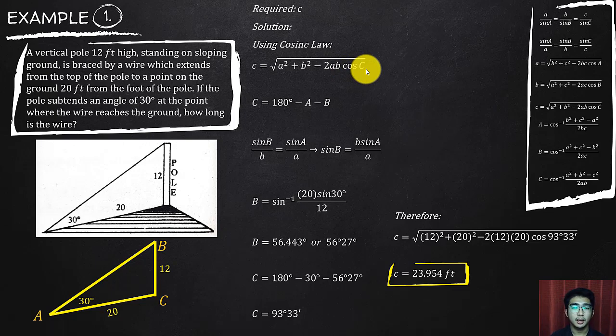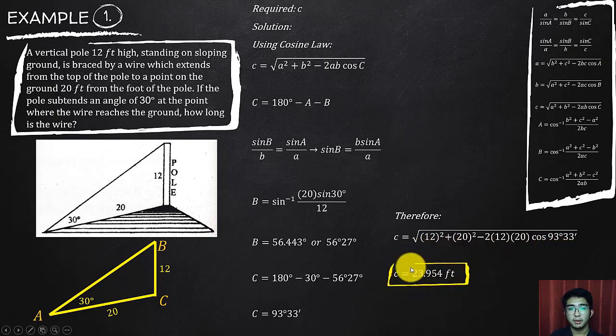Correct. So again, for us to solve side C here, we must solve for angle C. And we're going to have the same solution as we did a while ago, which is C is equal to 180 minus A minus B, and B should also be solved the same way using sine law. We'll get again the angle C, which is 93 degrees, 33 minutes. Now, let's try to solve for side C using this particular formula, not the sine law. Let's see if the same answer will be yielded, and yes, it will be.